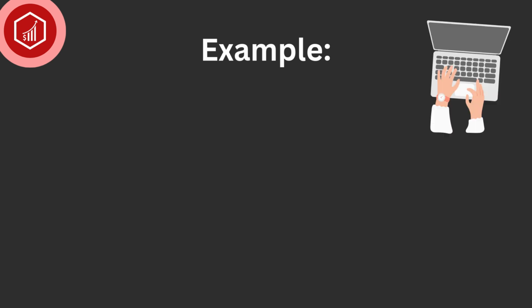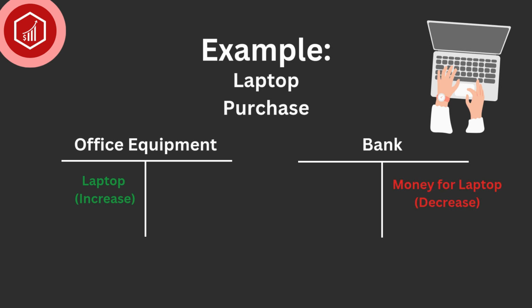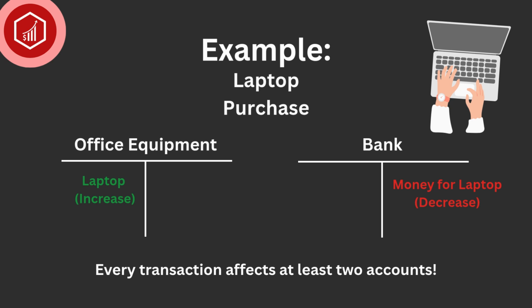Let me give you a simple example. Imagine you buy a laptop for your business and you pay with money from your bank account. In this case, you would debit your office equipment account because you're increasing an asset, and you would credit your bank account because money is leaving your account. Both sides are affected and together they reflect the full impact of the transaction. This is the core idea behind double entry accounting. Every debit has a matching credit.